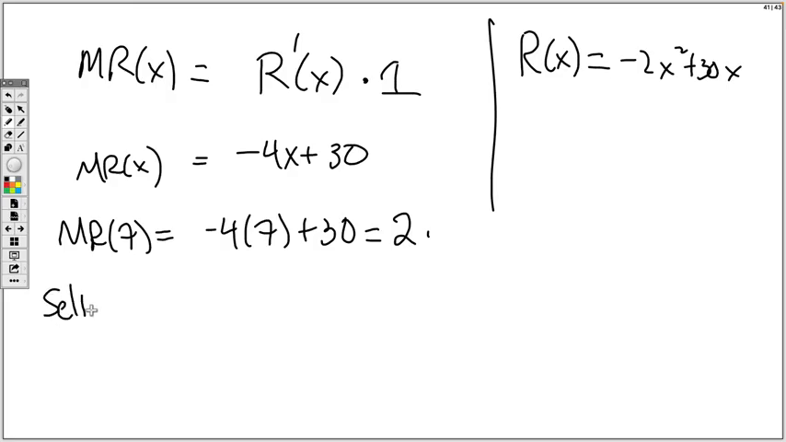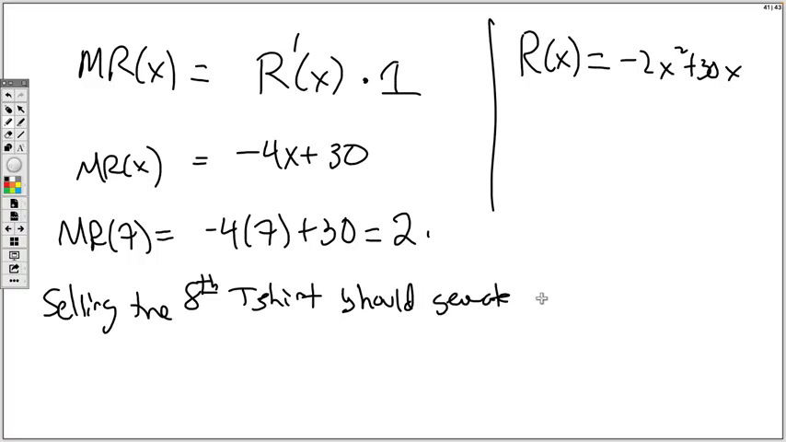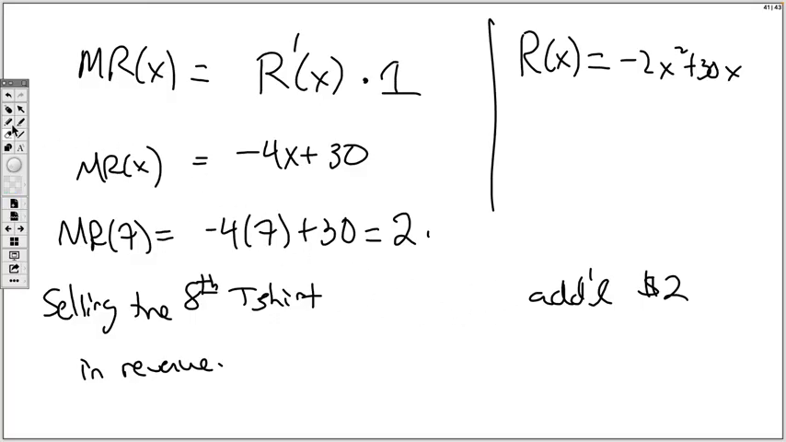So selling the 8th t-shirt should generate an additional $2 in revenue. Right? So the next t-shirt, we're selling 7, the next one would be 8. So selling the 8th t-shirt should generate an additional $2. Make sense or not? Okay.